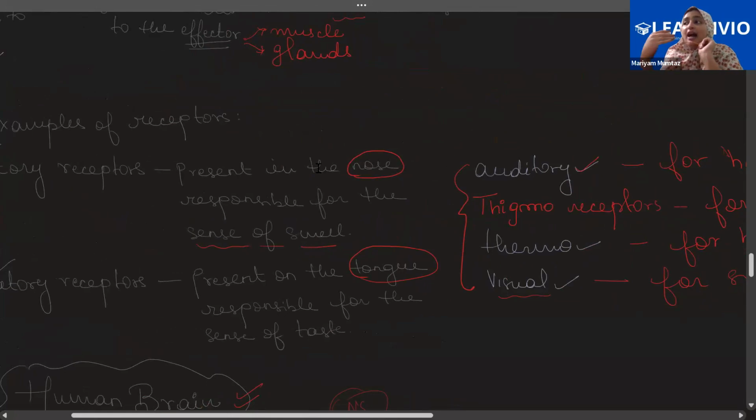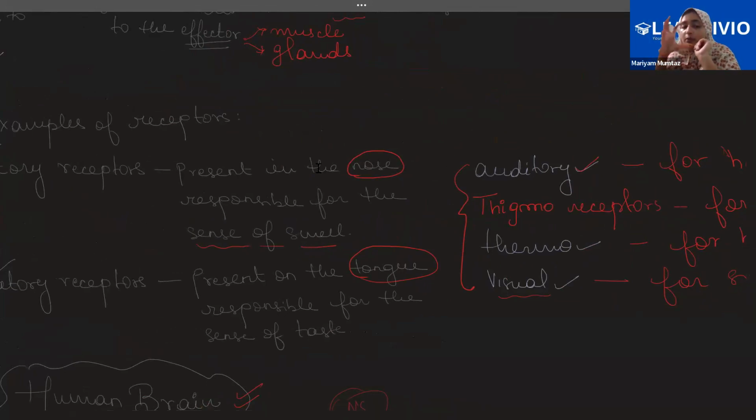You understand that this is how a receptor will perceive the information, right? If it is a smell, whether it is good or bad, it will take the signal and send it to your brain. Now your brain tells you that the smell is bad or the smell is good.